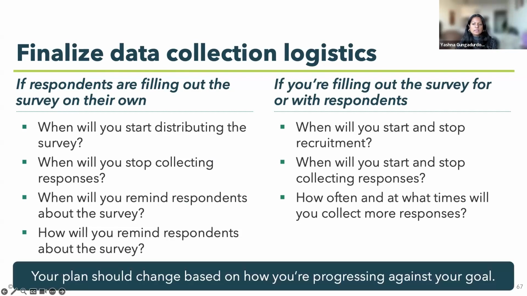Last but not least, this plan should be flexible. If you hit your goal early, you can reduce how much outreach you're doing. And if you're behind, you might want to send more reminders or increase how often you're going out to collect responses, or sometimes even think about increasing compensation. But either way, it's good to have a plan in place to make sure that you're keeping track throughout and adjusting as need be.